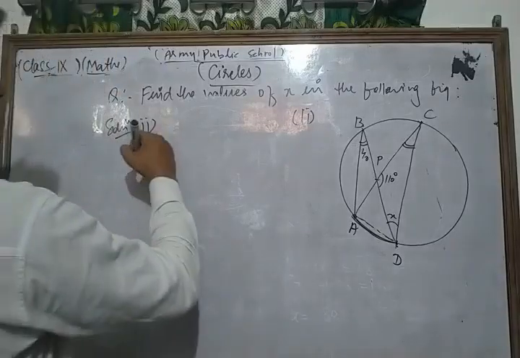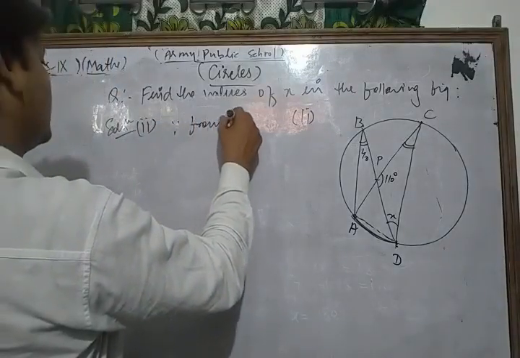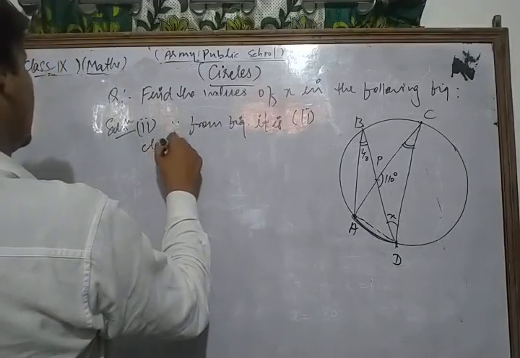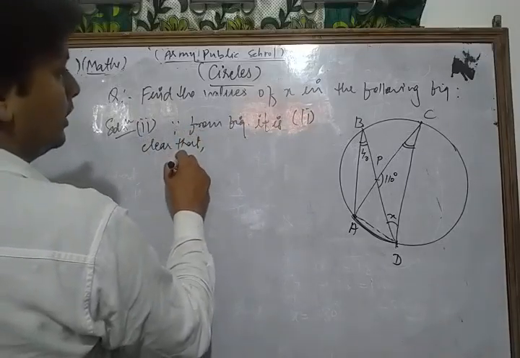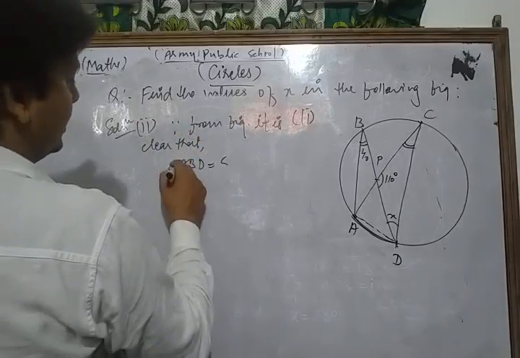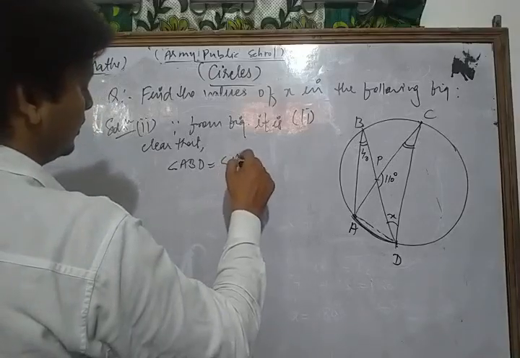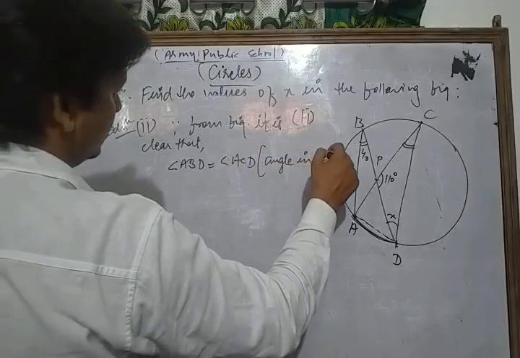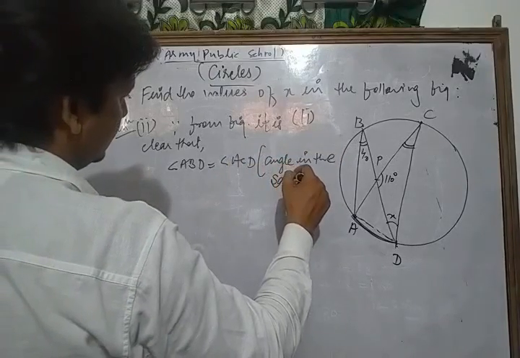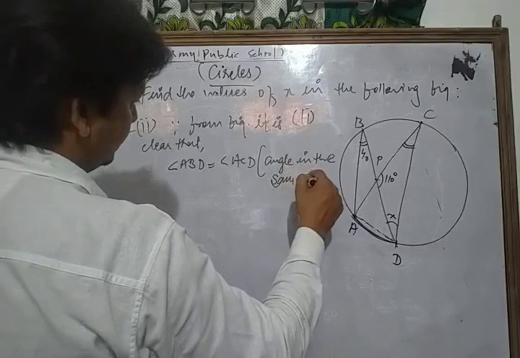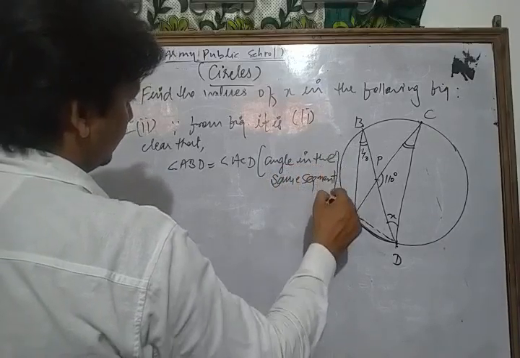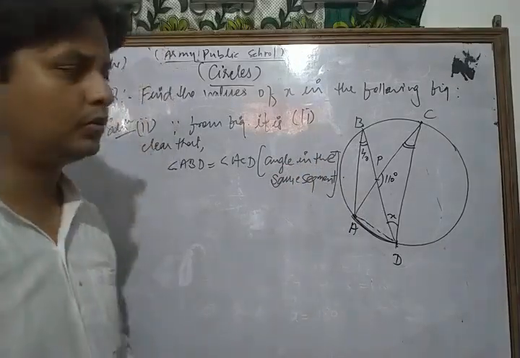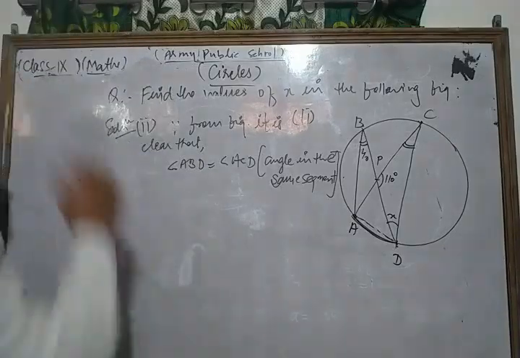Since from the figure it is clear that angle ABD is the same as angle ACD. This is the angle in the same segment. Angles in the same segment are equal to each other. So angle ABD is the same as angle ACD.